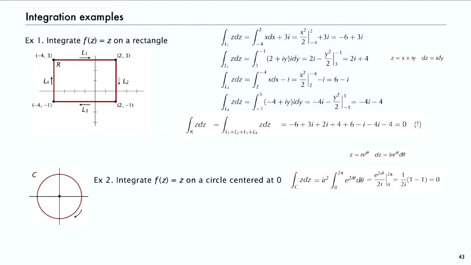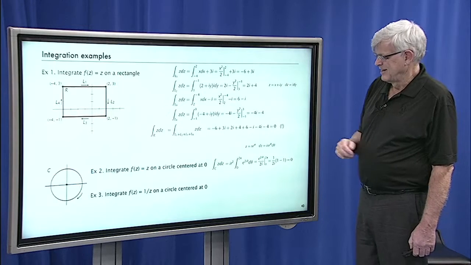So the integral of that is e to the 2i theta over 2i, same sorts of rules as with the reals. Evaluated from 0 to 2 pi, but e to the 2 pi i equals 1, and e to the 0 equals 1. And that's from Euler's formula. So it's 0. The integral of f of z equals z on a circle centered at the origin is 0. It doesn't matter what the radius of the circle is. So that's interesting. Let's look at another one.